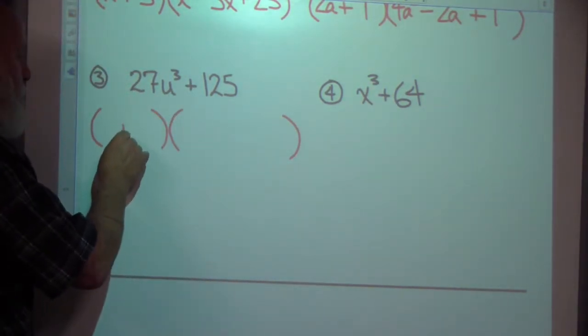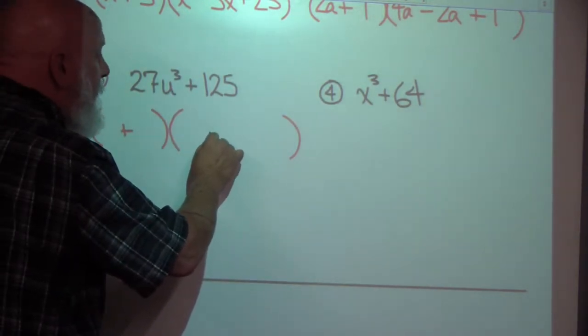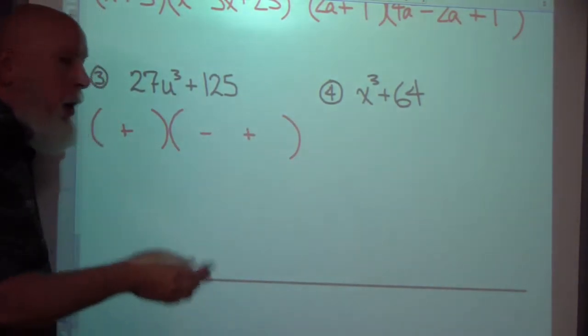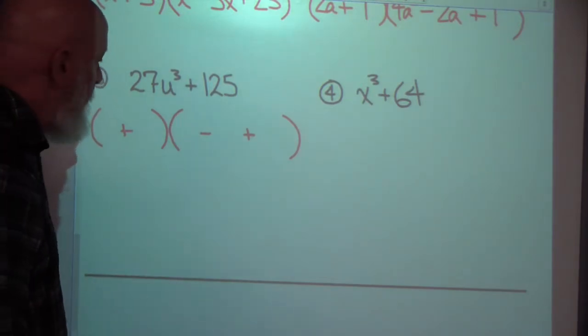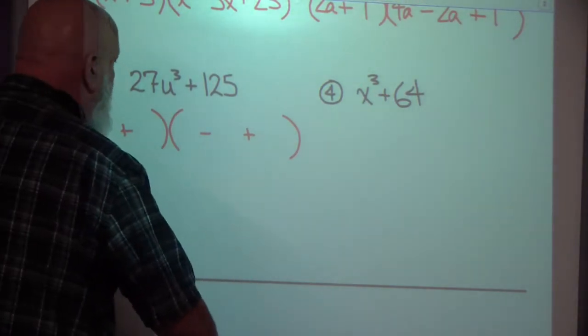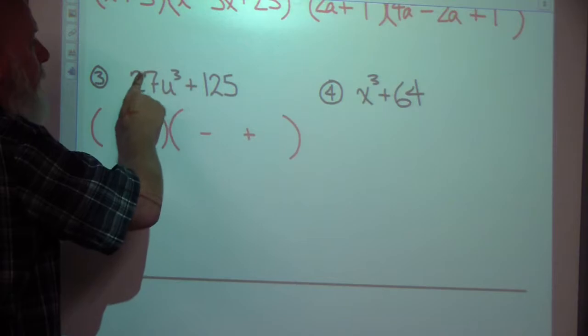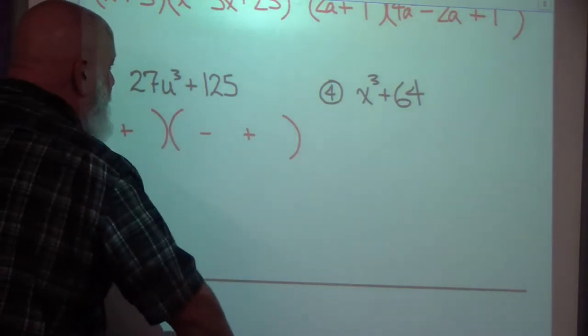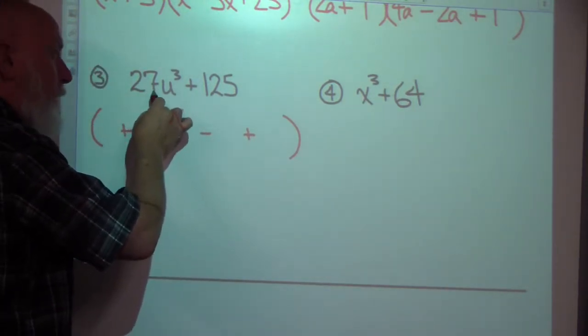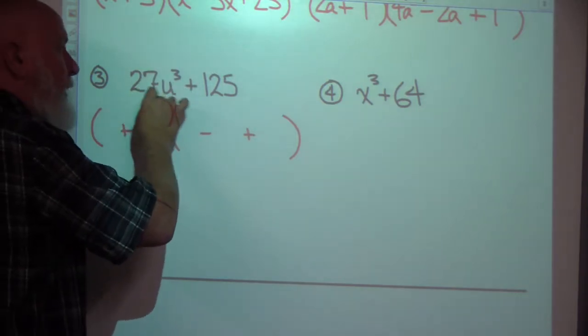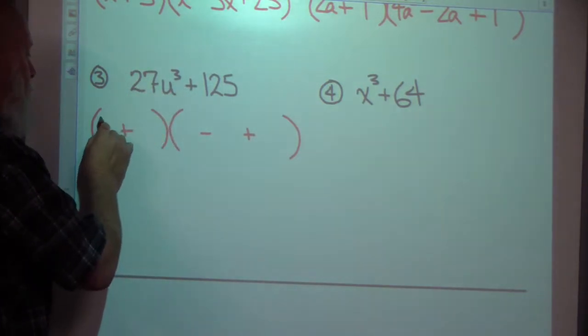plus sign, minus sign, plus sign. Pre-place your plus and minus signs. It makes it a little bit easier. And then we take the cubed root of this one. That's the thing that's being multiplied by itself. That's 3u. 3u times 3u times 3u is 27u cubed. Take the cubed root of this one, put it here.